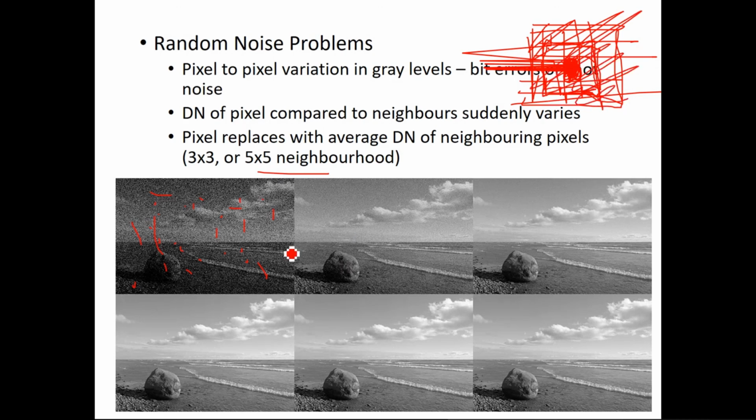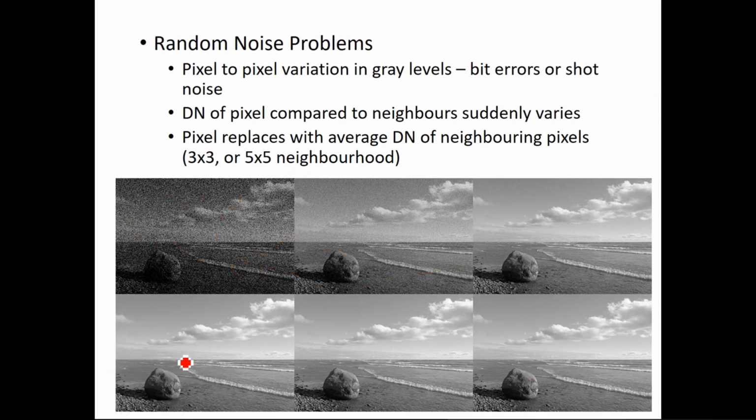I can keep on doing this, and I can keep on bettering that image step by step. Here you can see the drastic difference between these two figures, right? So this is random noise correction. Is that clear?